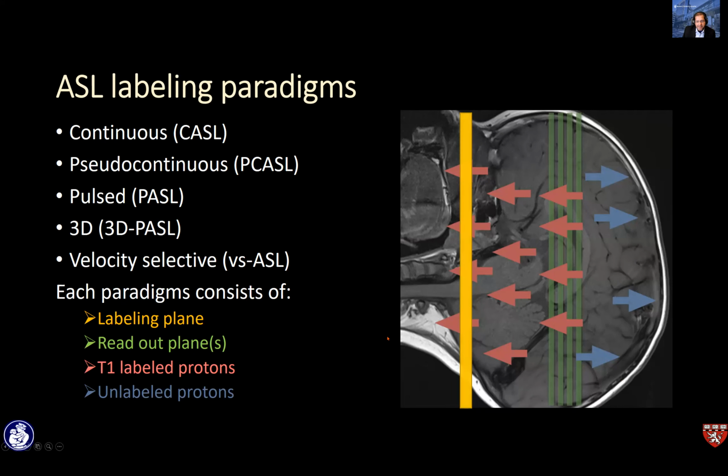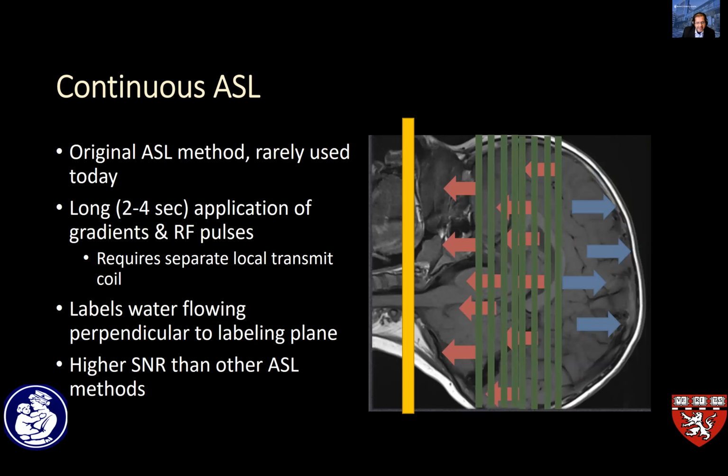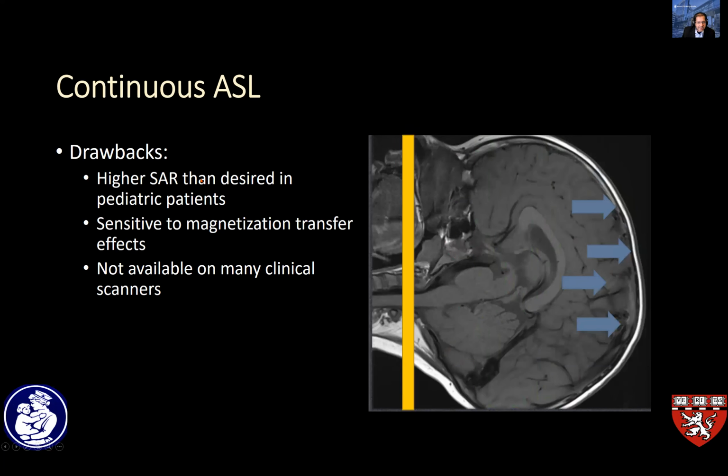So now let's talk about this as the labeling plane here. In continuous ASL, this is rarely used today, but you have a long application of gradients and RF pulses. It requires separate local transit times, and we label the water flowing perpendicular to the labeling plane. This has a higher SNR than other ASL methods. So here's the label, here's the magnetization, and you have a long application of pulses. The problem with this technique is it's high in SAR and cannot be used in pediatric patients, and it's also sensitive to magnetization transfer effects. And mostly it's not available in most clinical scanners.